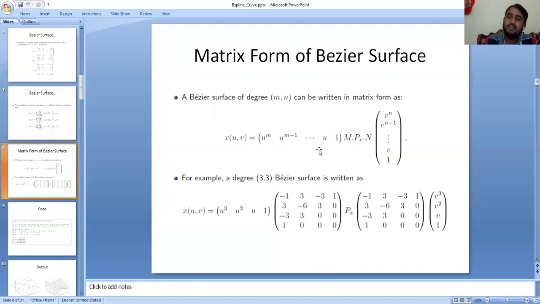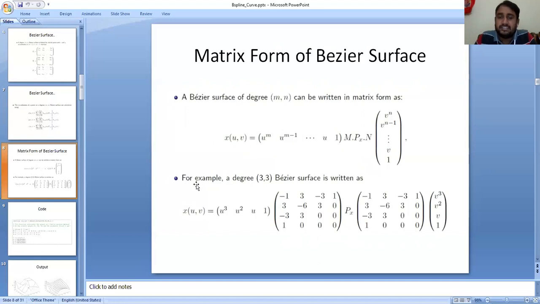This is the U vector and this is the V vector. Px is nothing but the control point in the x direction. M and N are the degrees in both directions, where M can be the degree in the y direction and N the degree in the x direction. So this can be different. M can be of degree 2 and N of degree 3, or M of degree 3 and N of degree 2, anything is possible.